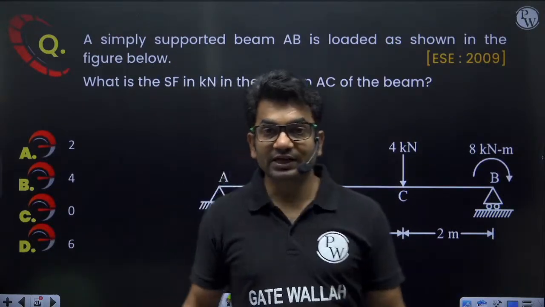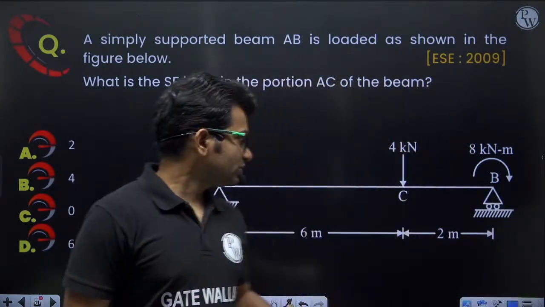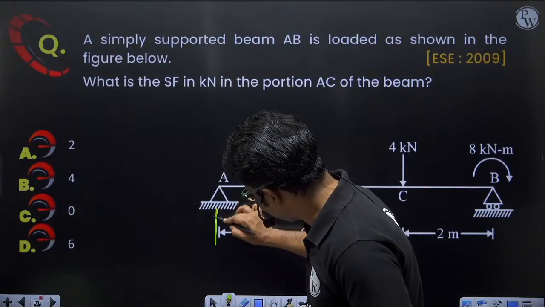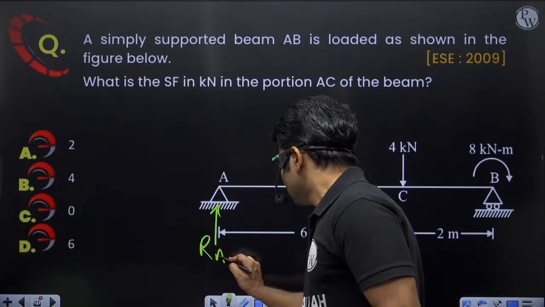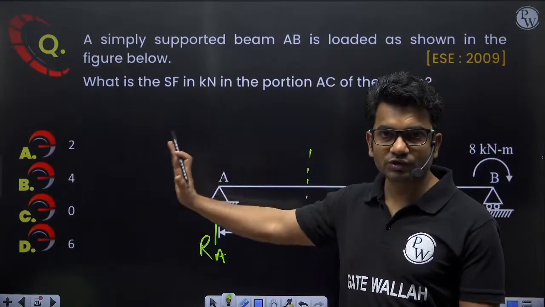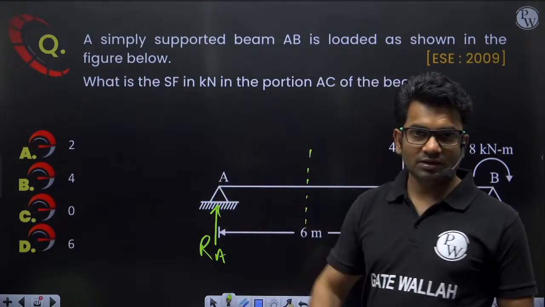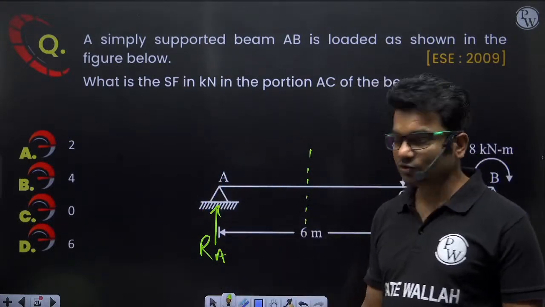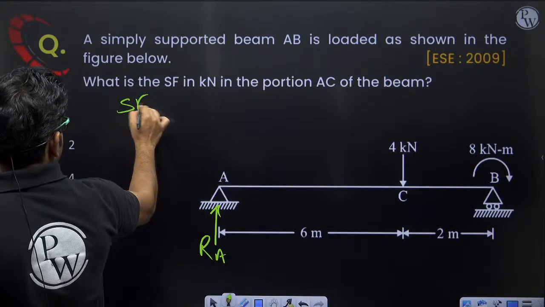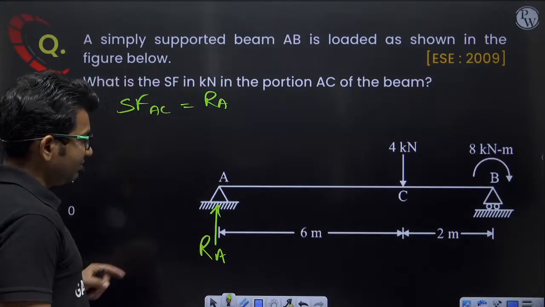So shear force in AC will be equal to the support reaction at A. Yes or no? Let us say the vertical support reaction at A is RA. If I take any section here and consider the summation of all the transverse forces to the left of the section, I have only one transverse force, that is the support reaction. So shear force in AC will be equal to RA, and let us calculate the value of RA.